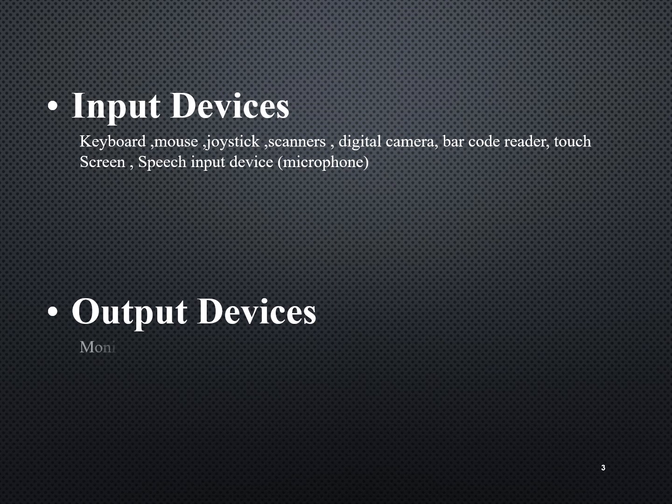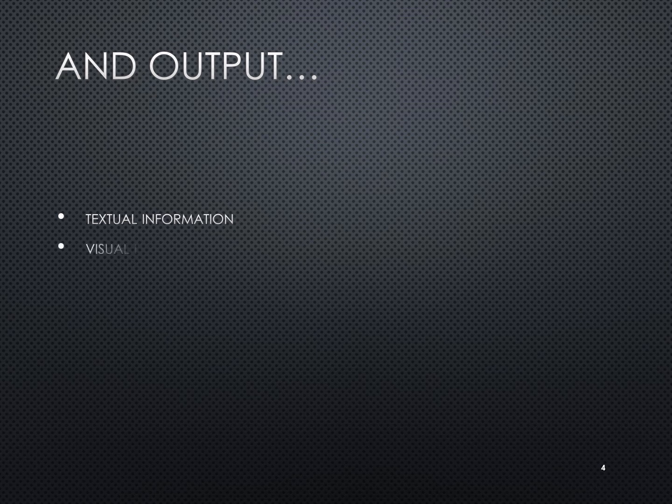Output devices: monitor, speaker, printer of different types. And output. What is output? Textual information, visual images like photos, diagrams, icons, moving images, sounds, music, voice, etc.